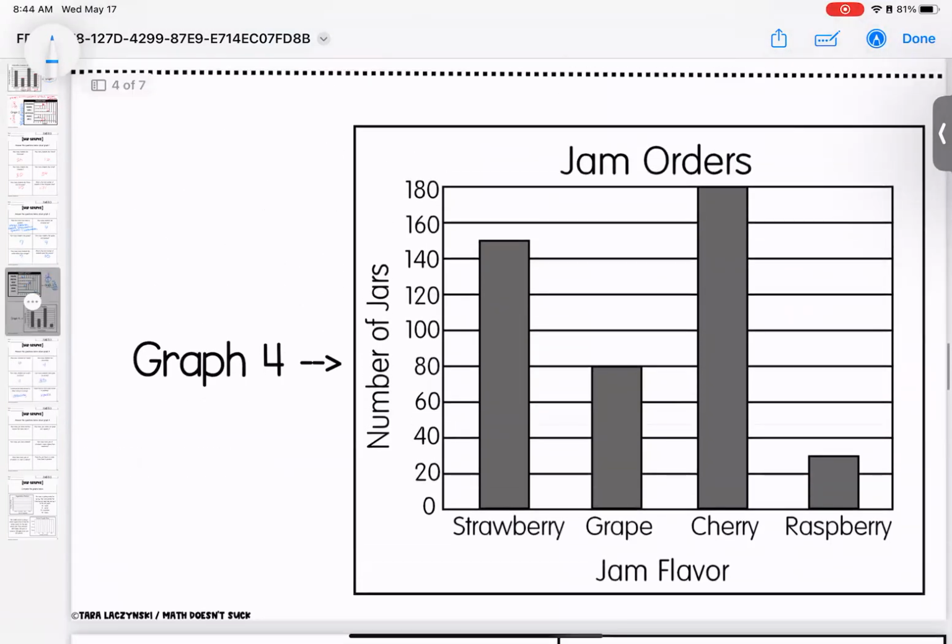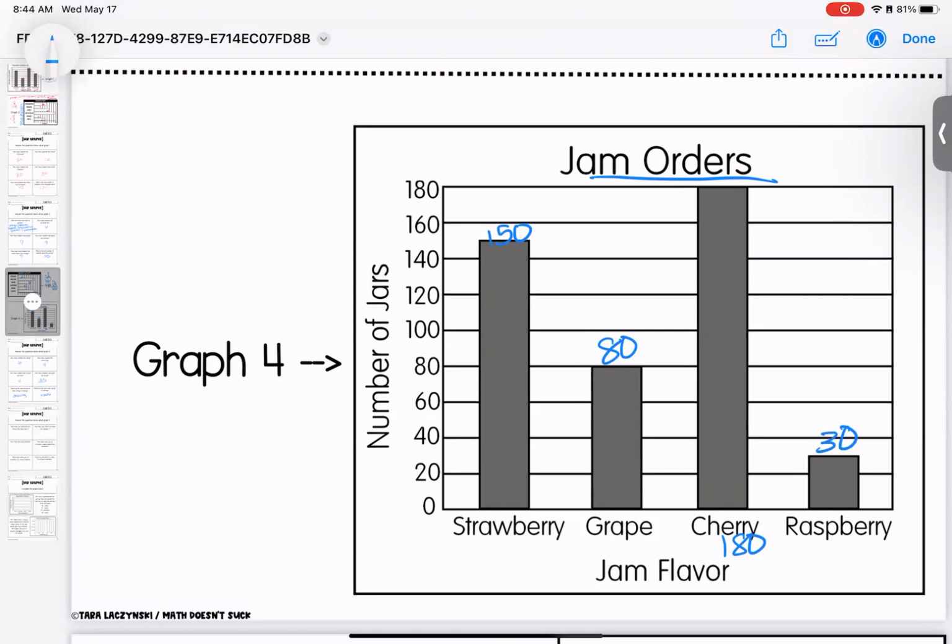All right, we are looking at graph number 4, which goes with page number 4, and we're looking at jam orders, and you will notice that this one had a lot of orders, so we were dealing with some bigger numbers. So going in, strawberry had 150 votes, grape had 80, cherry had 180, and raspberry had 30. Looking at that in between is our odd numbers.